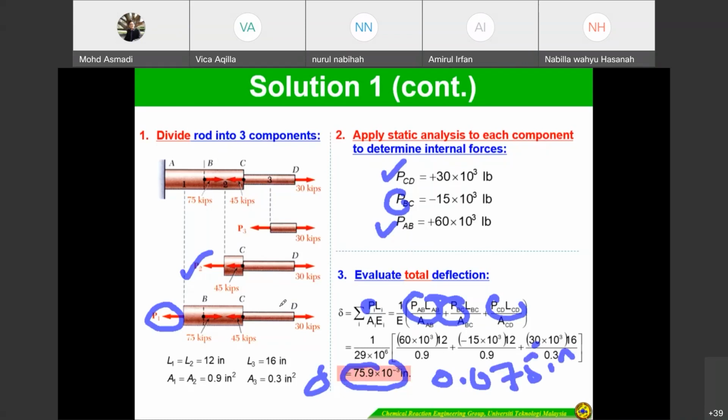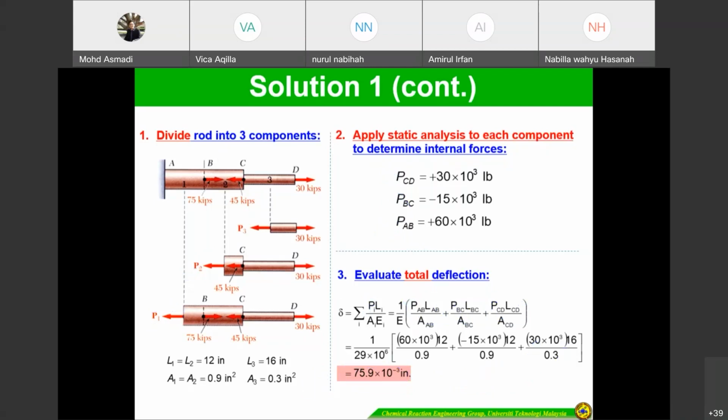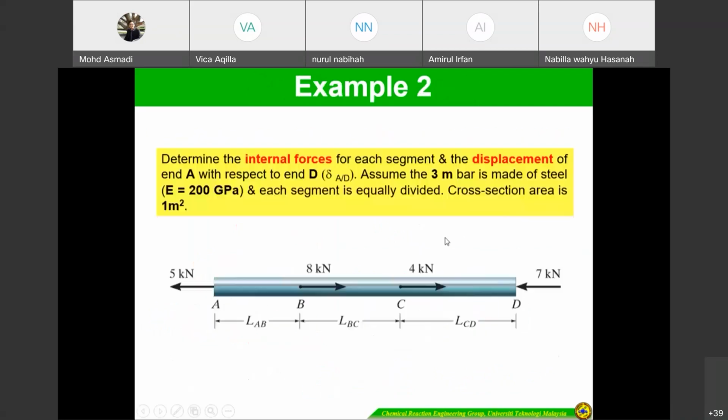Okay, any questions about how to calculate the deflection or displacement? Deflection, deformation, displacement, it's the same. They are synonyms. Clear? Okay. Thank you.